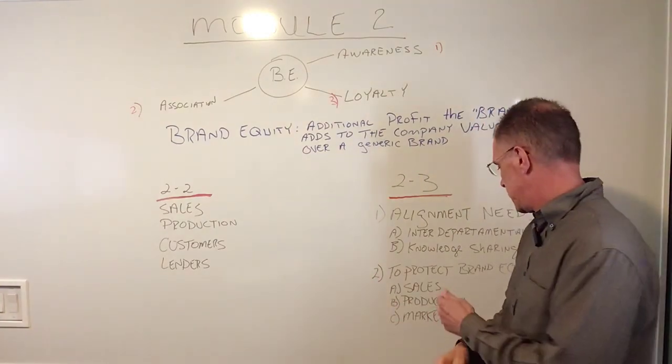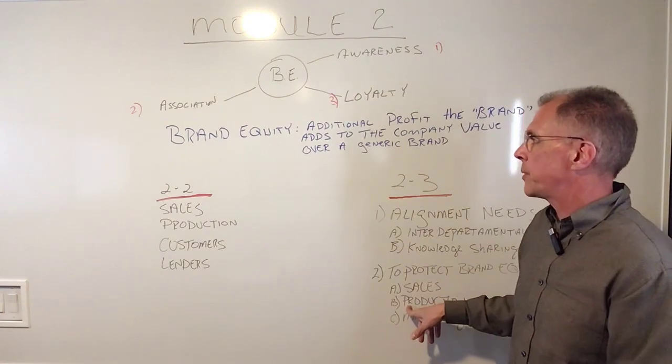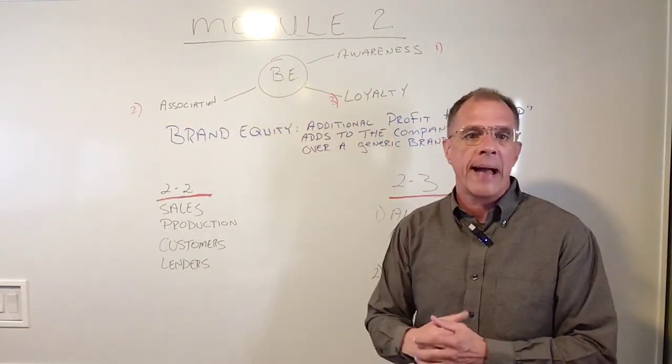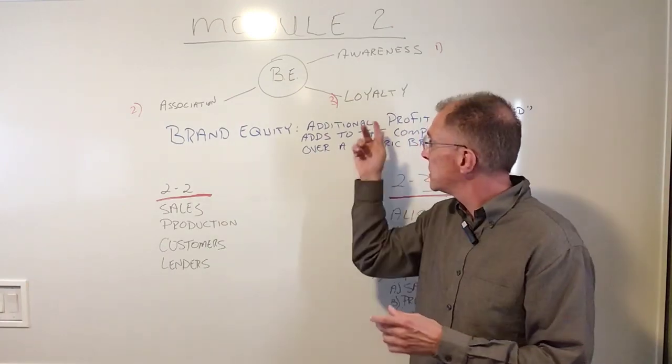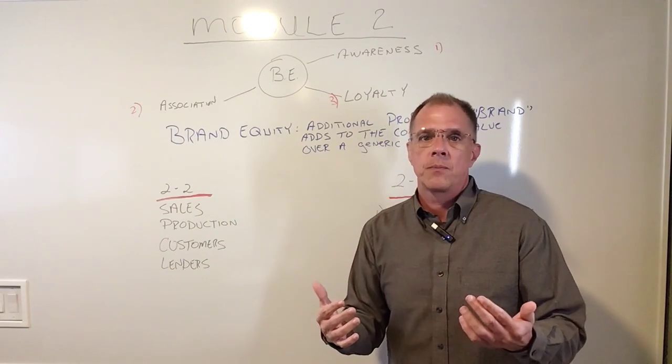How is operations, here I call it production, going to impact one of these three legs? Would it be loyalty? Would it be association? You're just going to decide, because we want you to think.